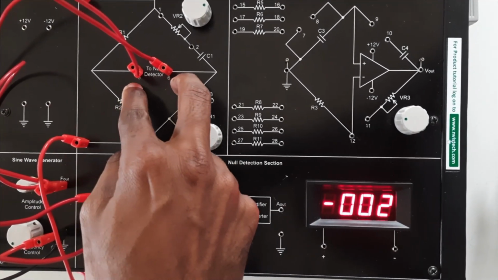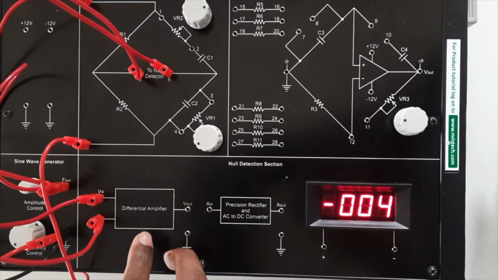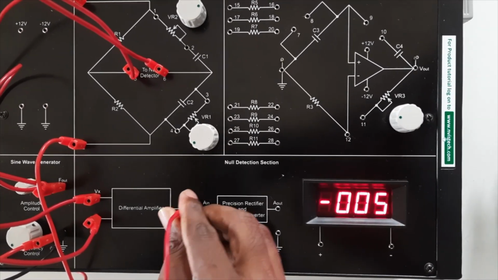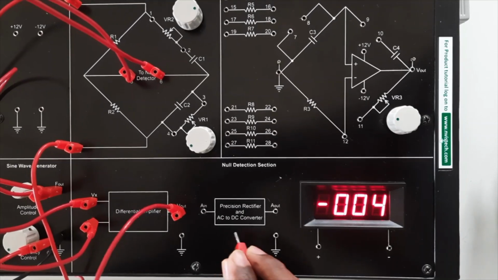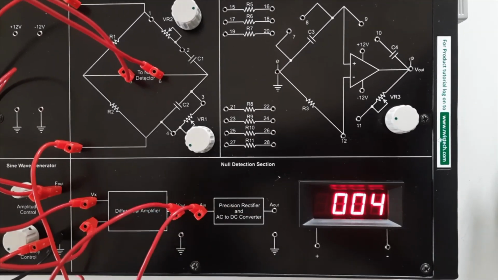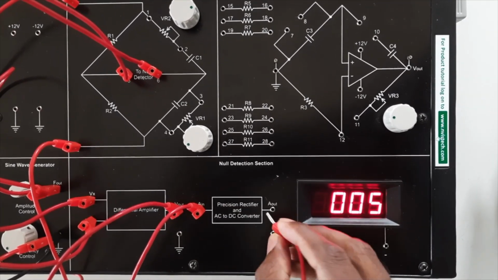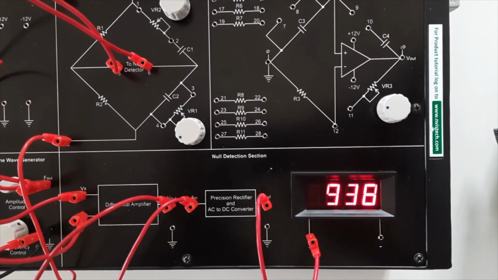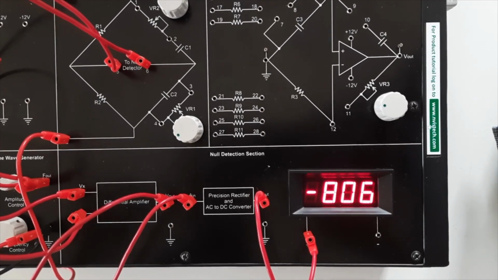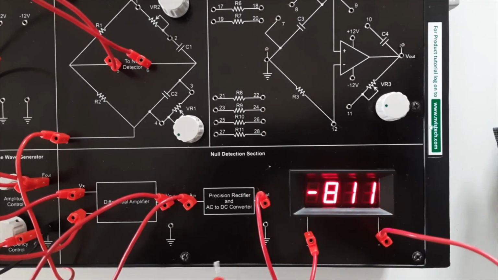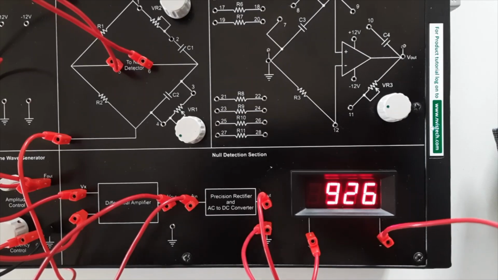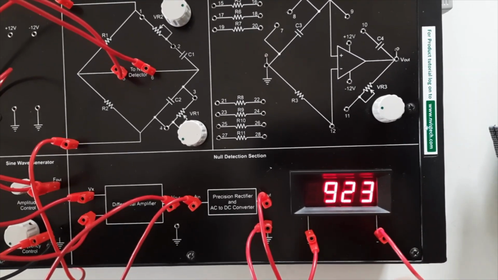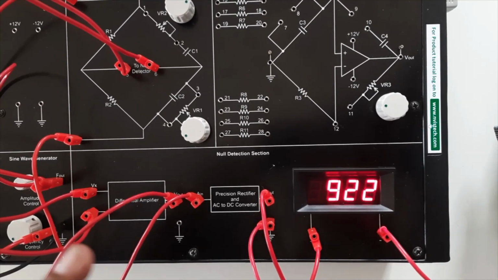So this null detector output will be given to the differential amplifier, which will give the analog output that will be given to AC to DC converter. Then this output of DC converter will be given to 7 segment display. Okay, so initially this 7 segment display is showing 924, that is it is showing some value, that means the bridge is under unbalanced condition.